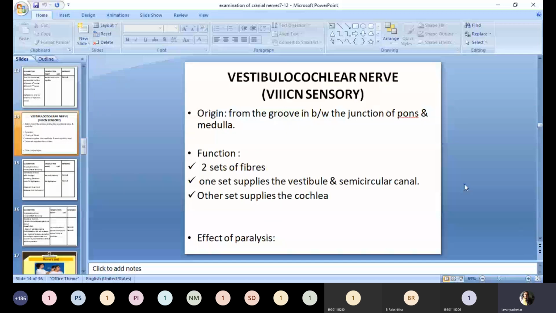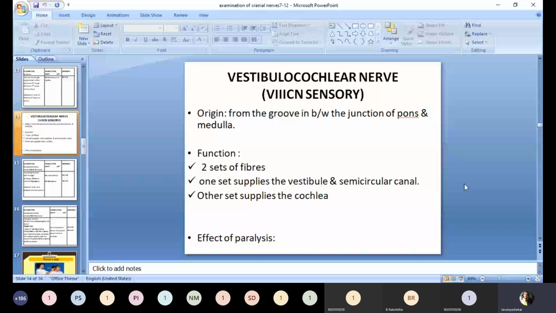Now let us proceed to the 8th cranial nerve, which is your vestibulocochlear nerve. The vestibulocochlear nerve has again 2 components. It gets origin from the groove at the junction of the pons and the medulla. Again, the vestibulocochlear nerve is a pure sensory nerve, whereas the facial nerve is a mixed nerve.